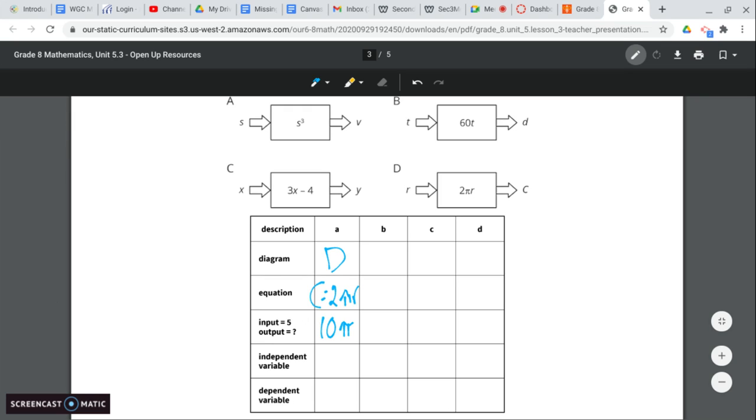Now, we have independent and dependent variables. The independent variable is the one that does not rely on anything else. It's the one that we can change and then it affects everything else. So which one is that? That's going to be the radius, r. And then the dependent variable is the one that relies on the one we're changing. So that'd be the circumference C. It depends on what the radius is.